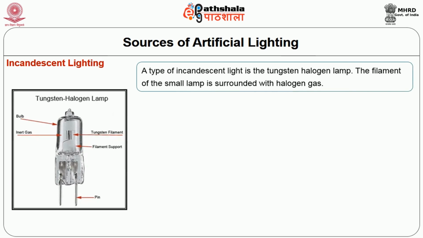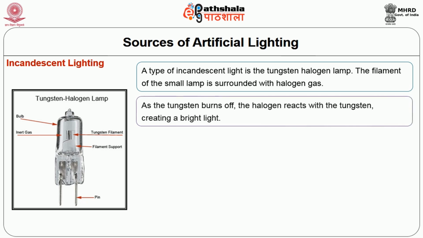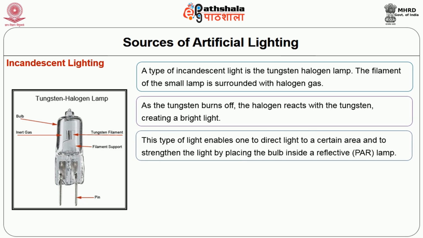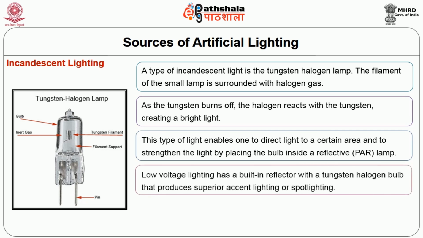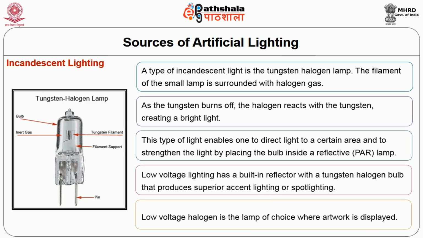A type of incandescent light is the tungsten halogen lamp. The filament of the small lamp is surrounded with halogen gas. As the tungsten burns off, the halogen reacts with tungsten, creating a bright light. This type of light enables one to direct light to a certain area and to strengthen the light by placing a bulb inside a reflective lamp. Low voltage lighting has a built-in reflector with a tungsten halogen bulb that produces superior accent lighting or spot lighting. Low voltage halogen is the lamp of choice where artwork is displayed.